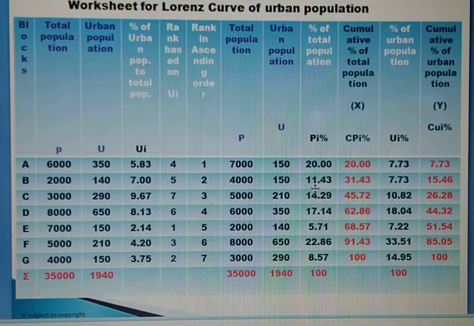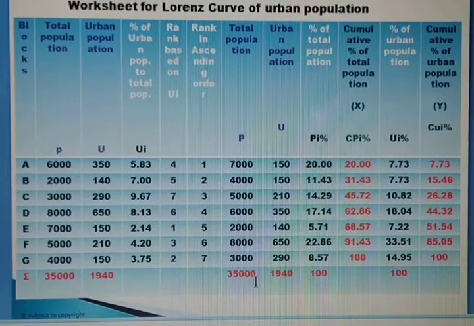In the calculator, just press 7,000 divided by 35,000, and then press percentage: pressing shift and then equal, you will get this value. Here it is 20 percent. And the next value is 11.43. How to find this value? 4,000 divided by 35,000 times 100, and you will get 11.43, and so on. In this way you have to find all these values.